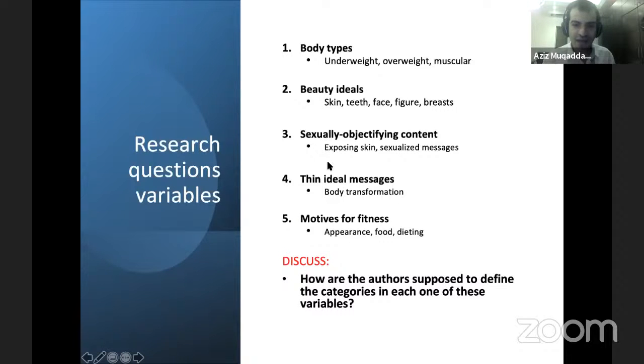So the question is, how are you going to define these categories? Right here, this is a variable and it has 3 categories, 3 levels. How are you going to define underweight? Or how are you going to define exposing skin? What are you going to do? Let's look at the first one. How are you going to define underweight, overweight, muscular? Any ideas? How would you do that?